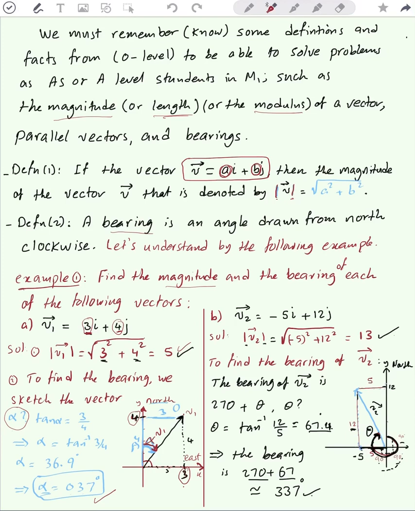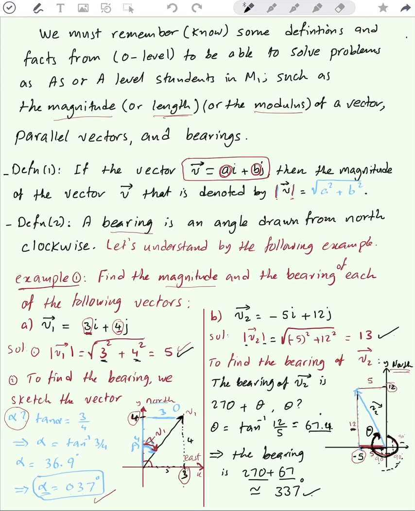The vector V2 equals -5i plus 12j. So we'll form a triangle. This length is 5 and this is 12. So what's the bearing of this vector? This is the north, which is the y-axis, as drawn in black. So I label it again. We move from here clockwise, until we reach the vector V2.